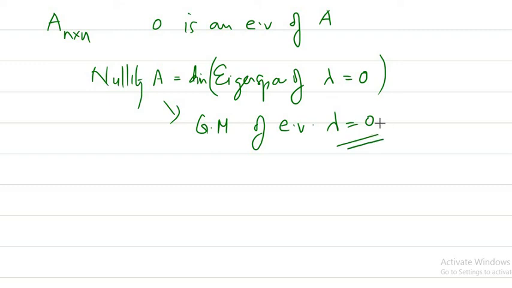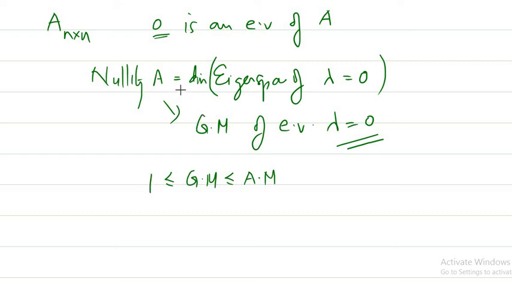So if you have a singular matrix, definitely you have one eigenvalue of 0, and if you know the geometric multiplicity of that particular eigenvalue, then that will act as the nullity of that particular matrix. So provided 0 is an eigenvalue of A. Now we have seen one result that geometric multiplicity is always less than or equal to the algebraic multiplicity, and it is greater than or equal to what? Greater than or equal to 1.